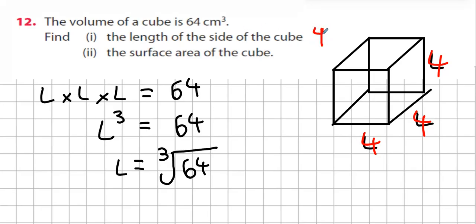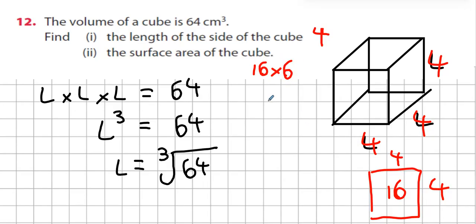Well, what's the area of one side, lads? What's the area of one side of the cube? 16. How many sides do we have? Think of a dice. How many sides do we have? So 16 multiplied by 6. Anybody? 96 centimeters squared.